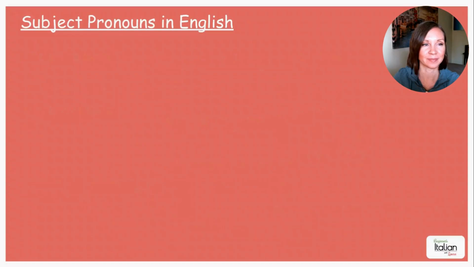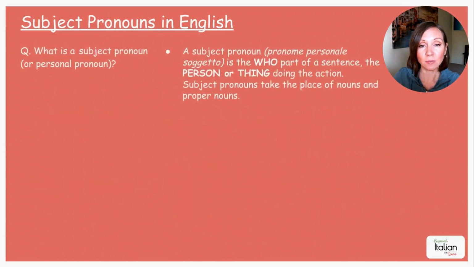Subject pronouns in English. What is a subject pronoun or a personal pronoun? A subject pronoun, or un pronome personale soggetto, is the who part of a sentence, the person or thing doing the action. Subject pronouns take the place of nouns and proper nouns. For example, if the noun or the person in this case is Lucy, the pronoun would be she. So she is going to be replacing Lucy in the sentence.